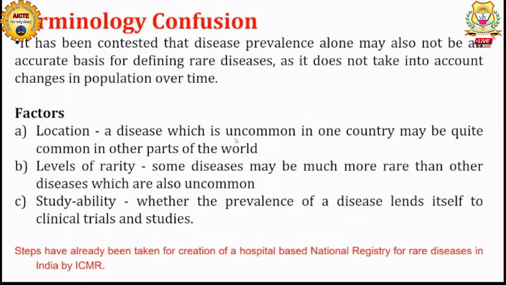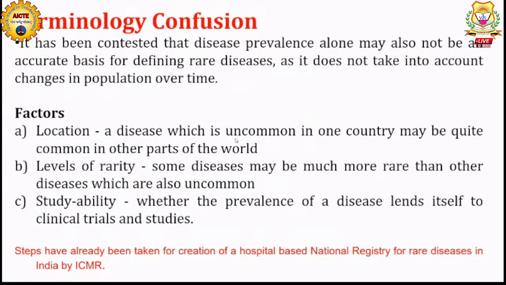There are three important factors which mainly contribute to this terminology confusion. Number one, location. In one part of the world, in one country, some disease may be rare. That disease may be very common in another country. So in such cases, again terminology confusion comes. Do you understand what I am trying to say? Location. In one country, the disease may occur very commonly, and in some countries, it may be a very rare condition.